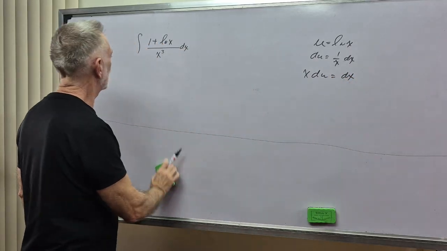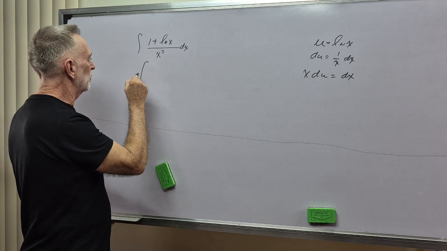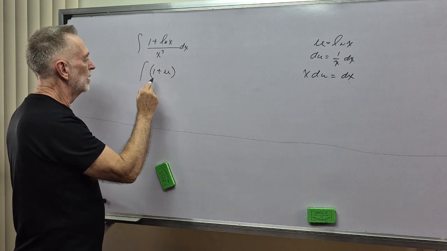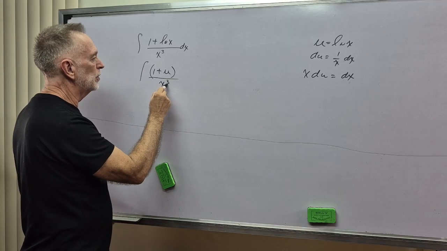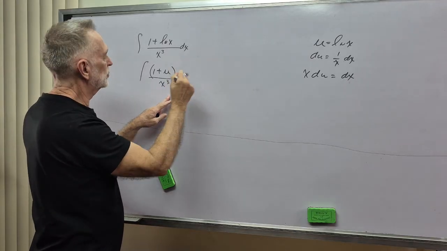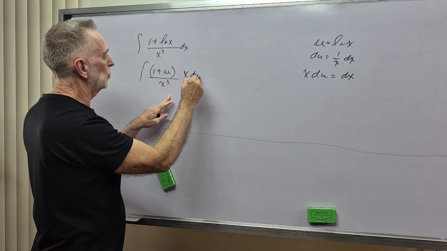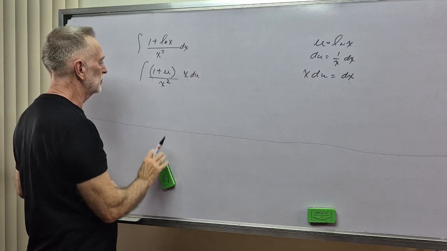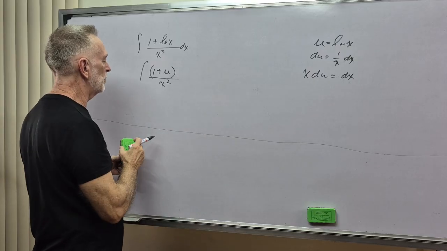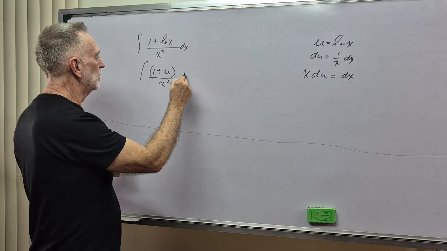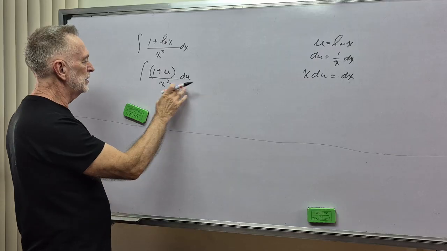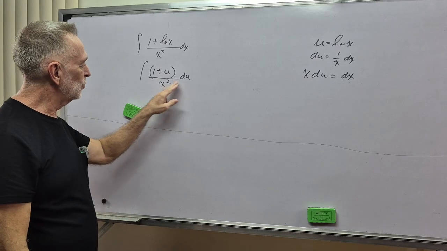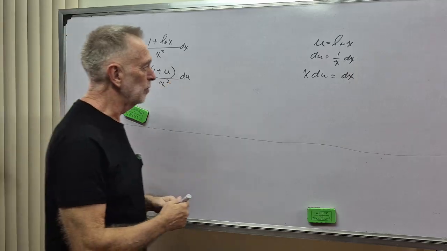All right, let's fill in the blanks here. We have the integral of 1 plus u over x cubed, and then dx is x du. So one of these x's cancel, so I end up with x squared on the bottom. So 1 plus u du over x squared. Hey, we're trying to go to the u world. I don't need an x term.